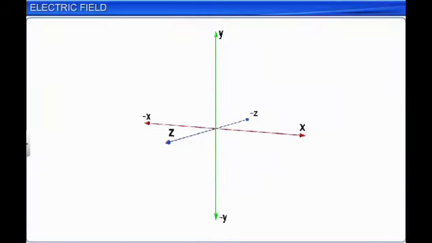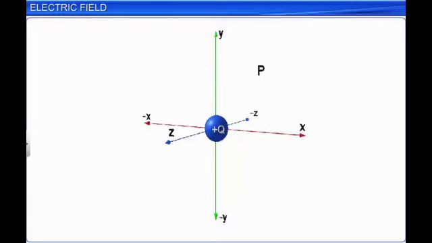Consider a charged particle with a charge Q held at rest at the origin of an imaginary coordinate system. If we place a charge Q0 at a point P near charge Q and release it, then the charge Q0 accelerates away from the origin. This acceleration is due to a force on charge Q0.